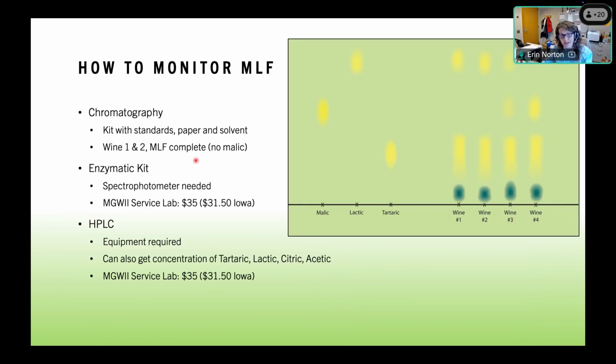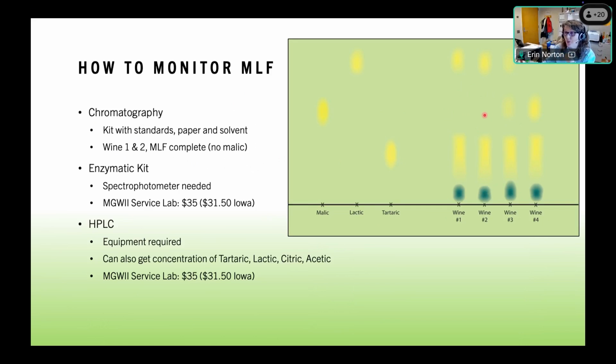If you were to read this, wines 1 and 2 are complete. The only way you know that they are complete is there is no malic acid present. The presence of lactic acid is great, it means that things are happening, but you need to see that there is no malic acid in order to say that the MLF is complete.